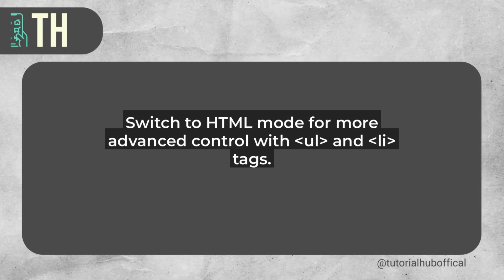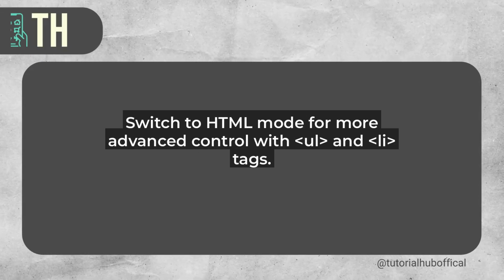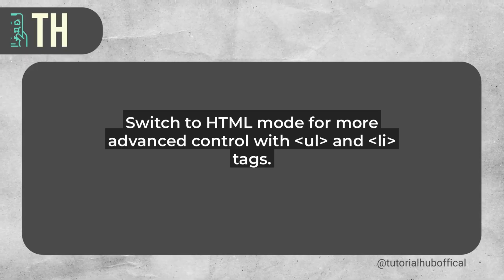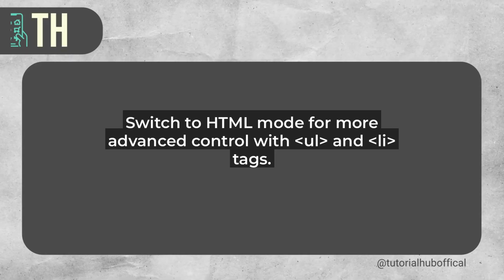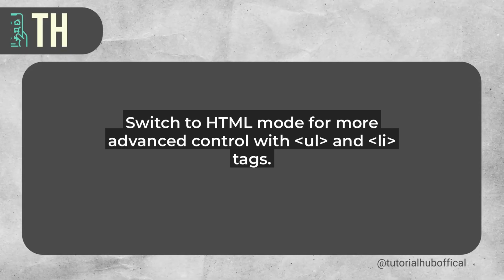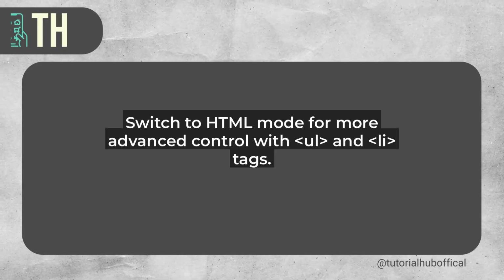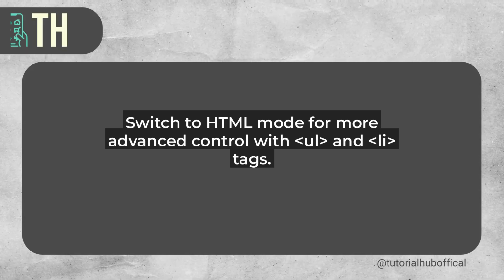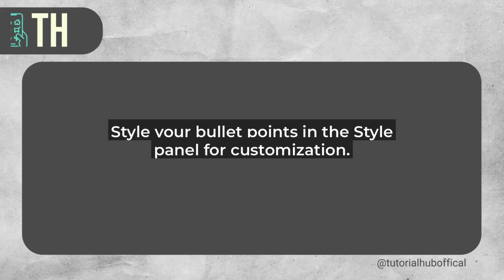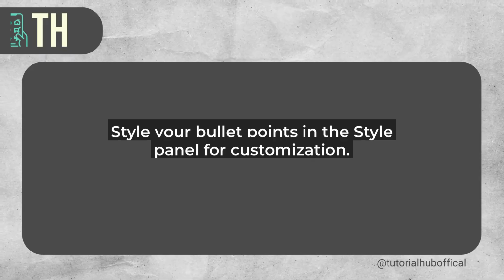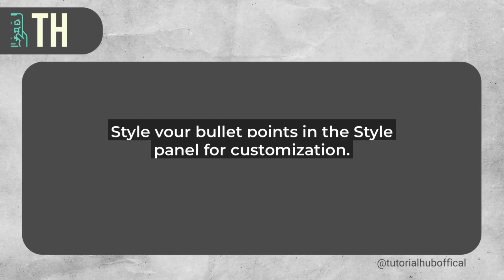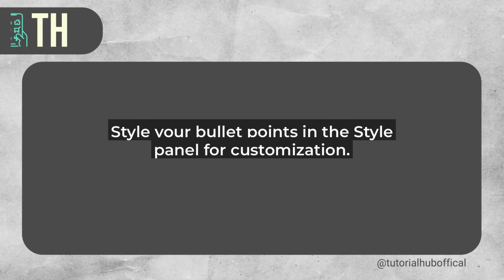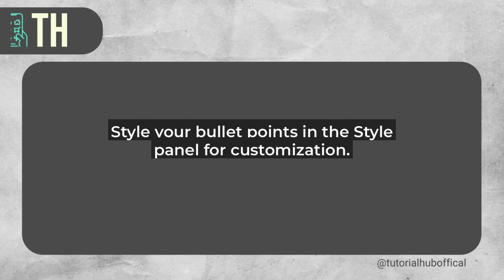If you want more control, you can switch to HTML mode. Right-click in the text block and select Edit HTML. Here, you can use the <ul> tag for an unordered list and <li> tags for each bullet point. For example, type <ul><li>first item</li><li>second item</li></ul>. Hit save, and voila, your bullet points appear.